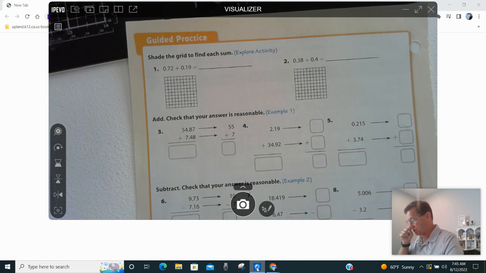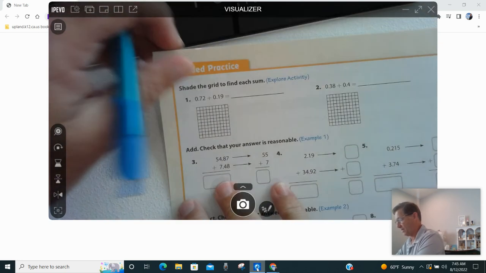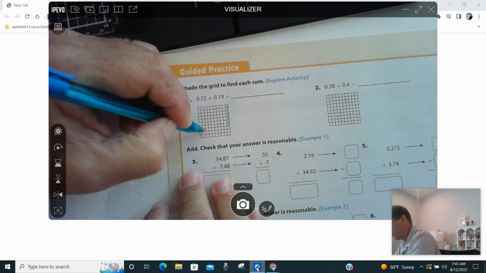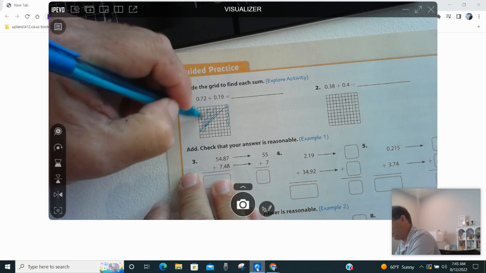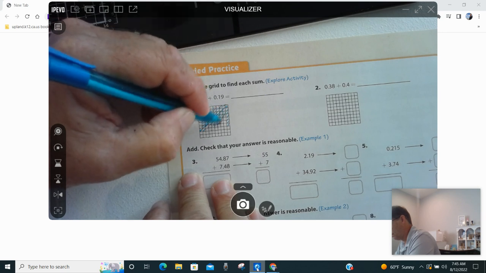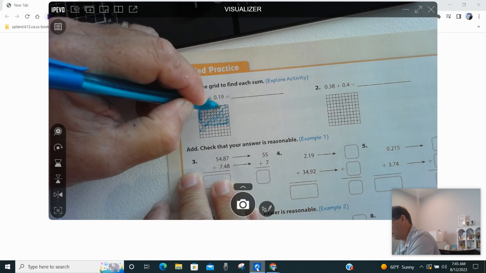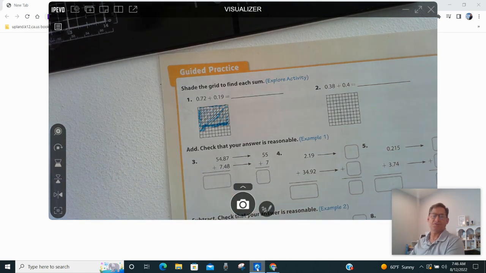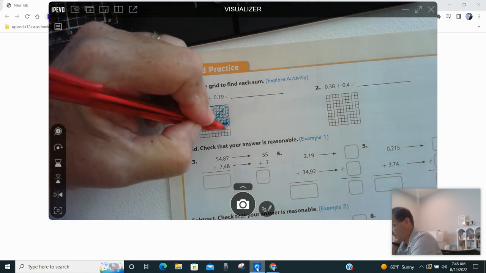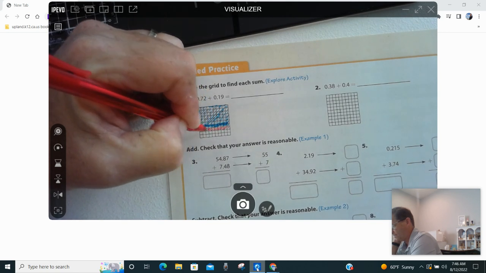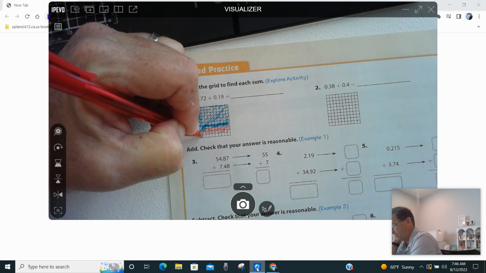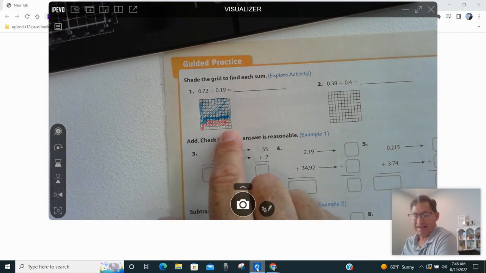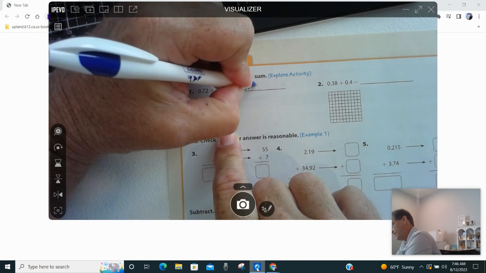Right, shade the grid to show the sum. So 72 hundredths. Okay, so that's 72. And we have to add 19 hundredths. So we have 8 left in this row. Plus 10 more is 18. Plus 1 more hundredth is 19. So we see that we only have 9 left. So that means the answer is 91 hundredths.